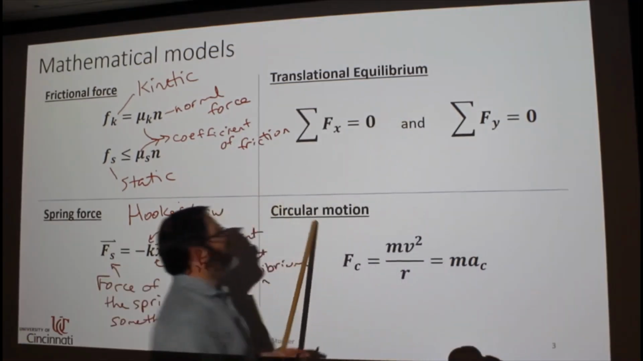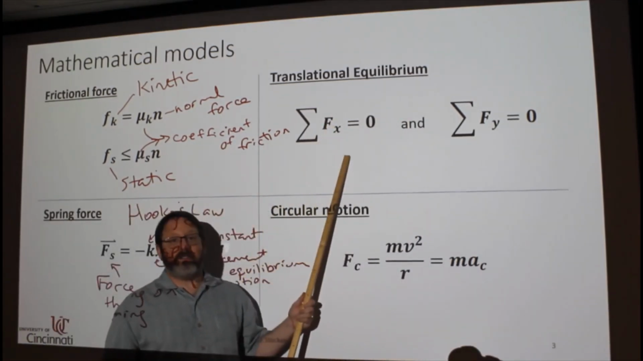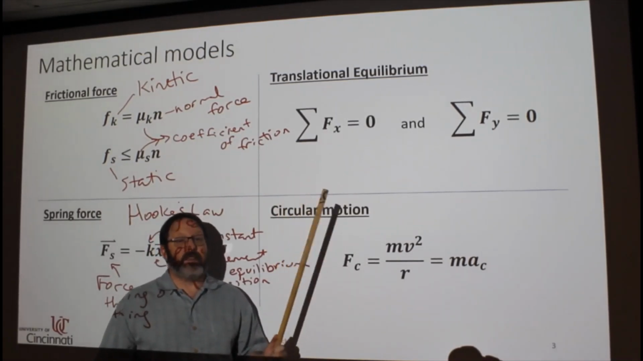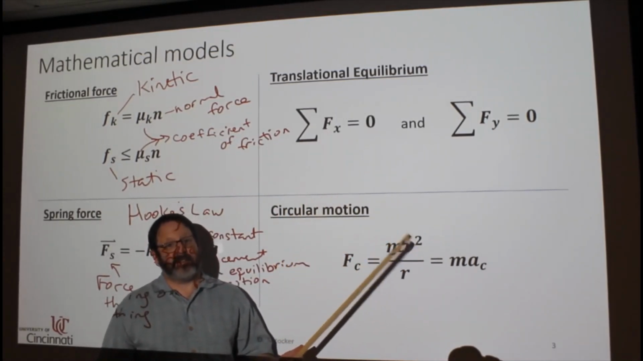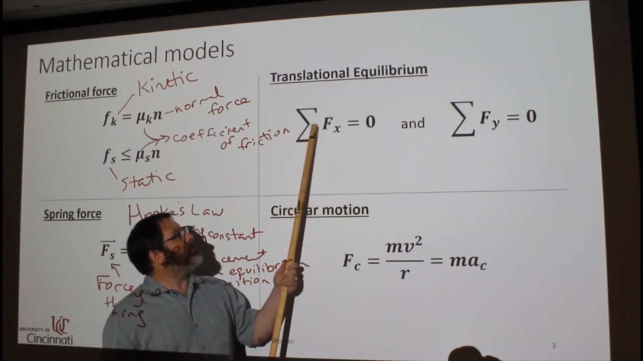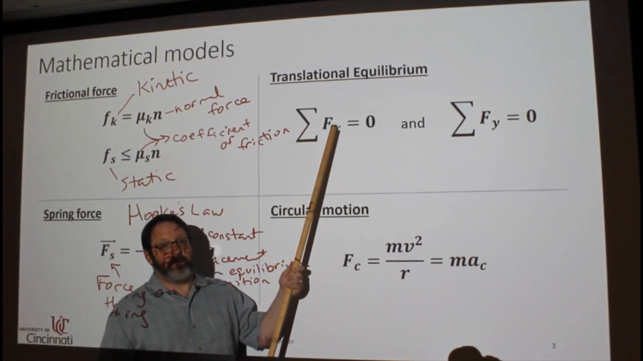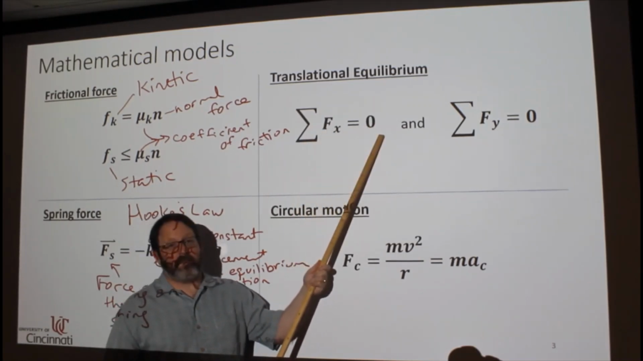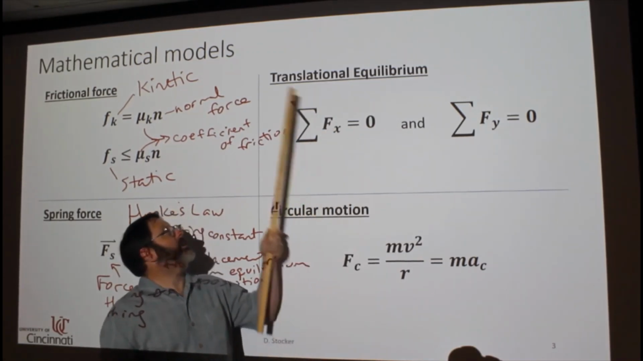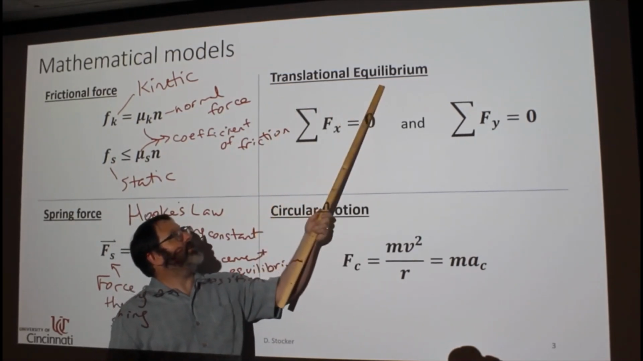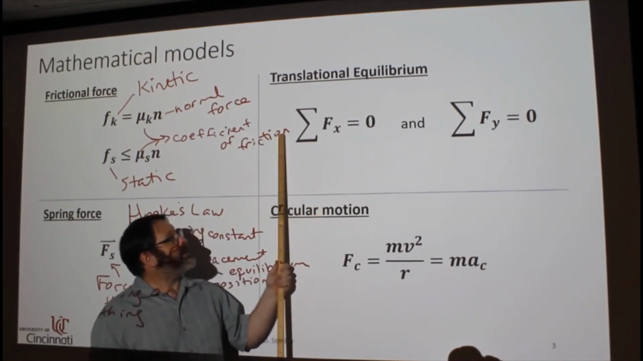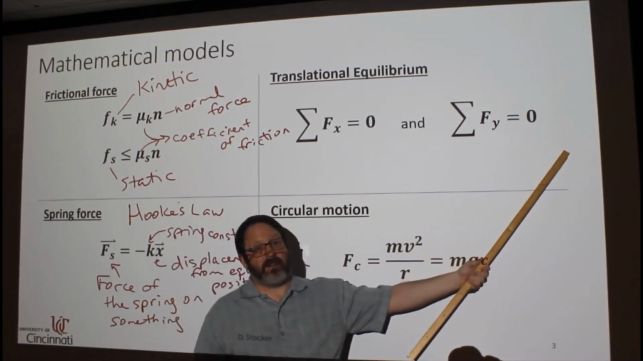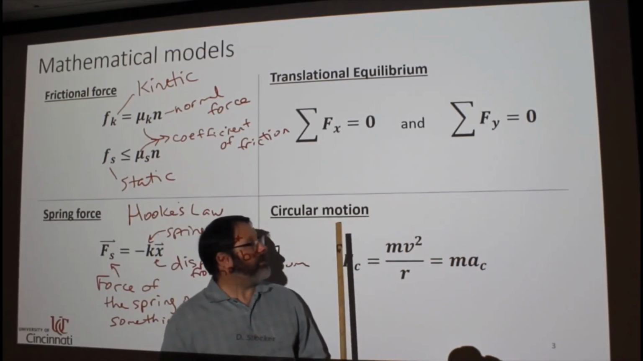Now, translational equilibrium. Translational equilibrium means it's not accelerating. So if something is not accelerating, that means the acceleration is 0, and the sum of forces is equal to mass times acceleration. So if acceleration is 0, then the sum of forces has to also be 0. So for something to be in translational equilibrium, that just means all the forces in the x direction and all the forces in the y direction have to be equal to 0.